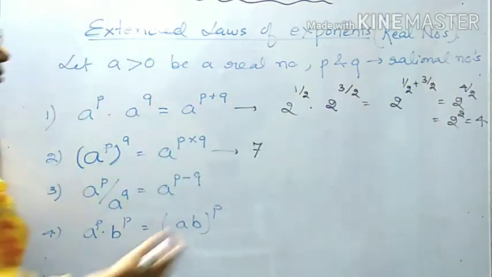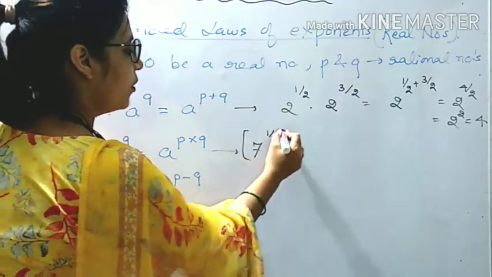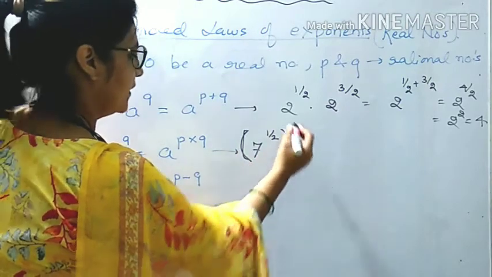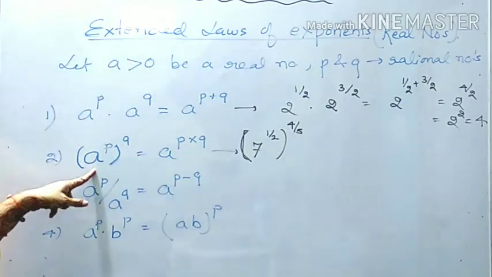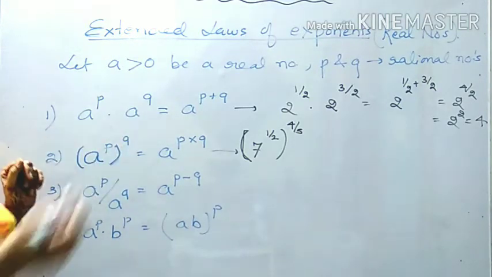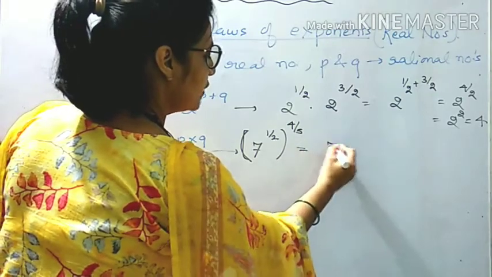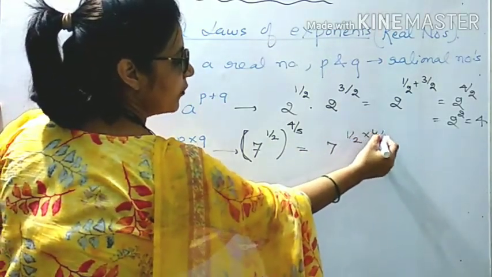Now 7 to the power 1 by 2, whole to the power 4 by 5. Suppose we are having this problem. What is p? 1 by 2. What is q? 4 by 5. So according to this law, what will be our result? 7 to the power 1 by 2 into 4 by 5.